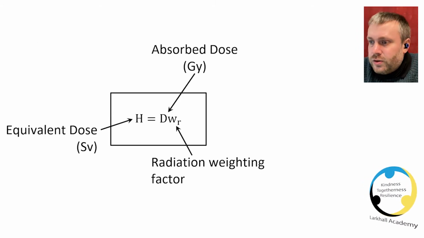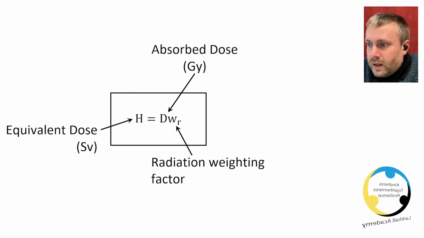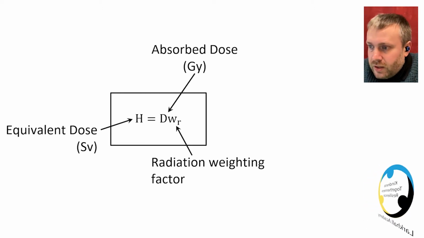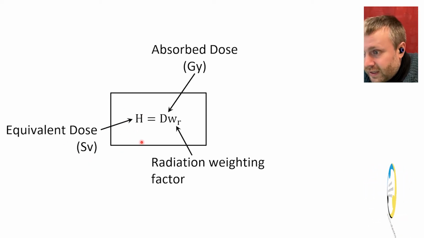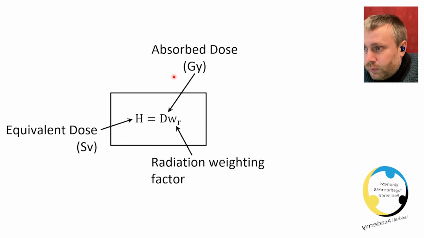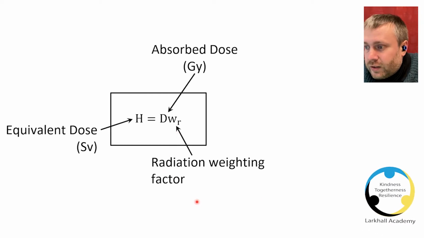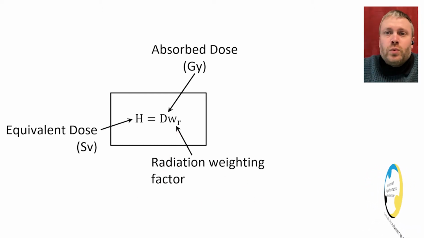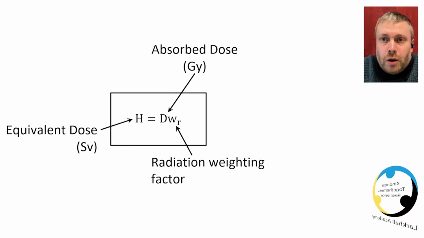So here's our equation for equivalent dose. We have H here, which is the symbol for equivalent dose, H being equivalent dose measured in sieverts. D is our absorbed dose measured in grays. WR, as we saw in the previous slide, is our radiation weighting factor. Now it's important just to point out that the radiation weighting factor doesn't actually have a unit.